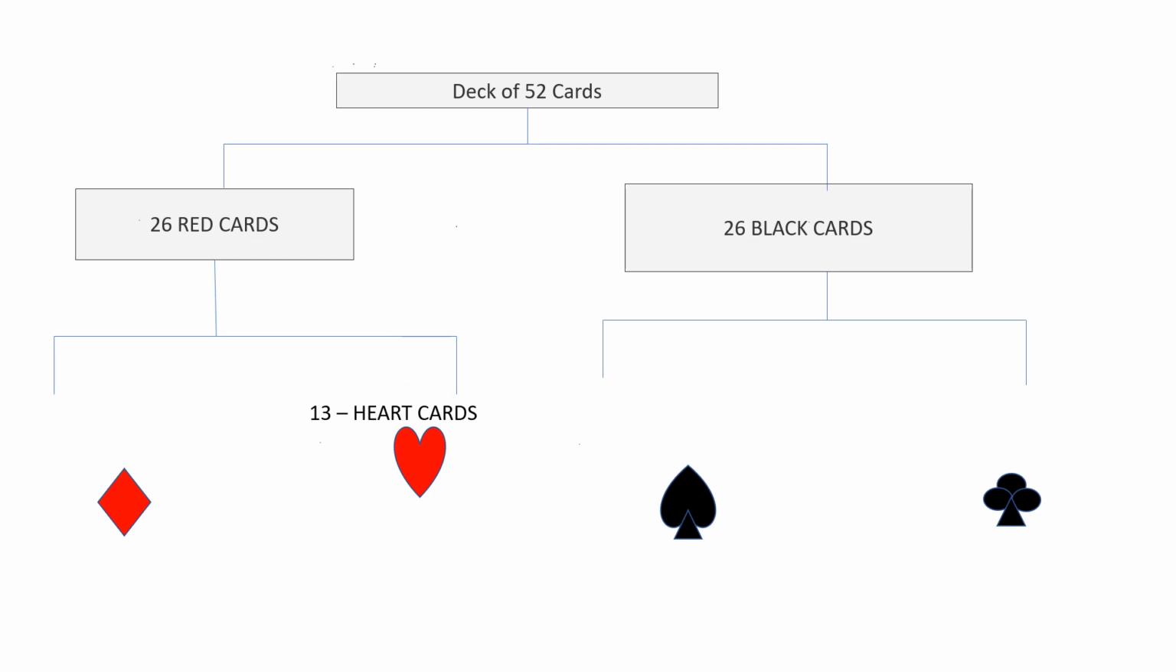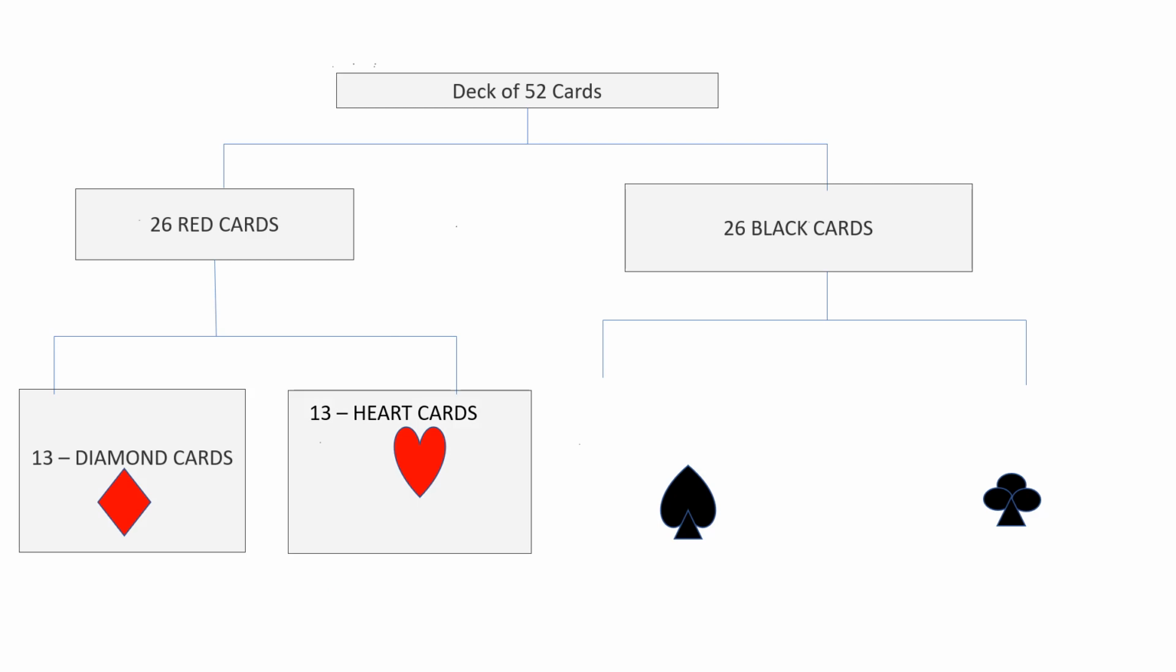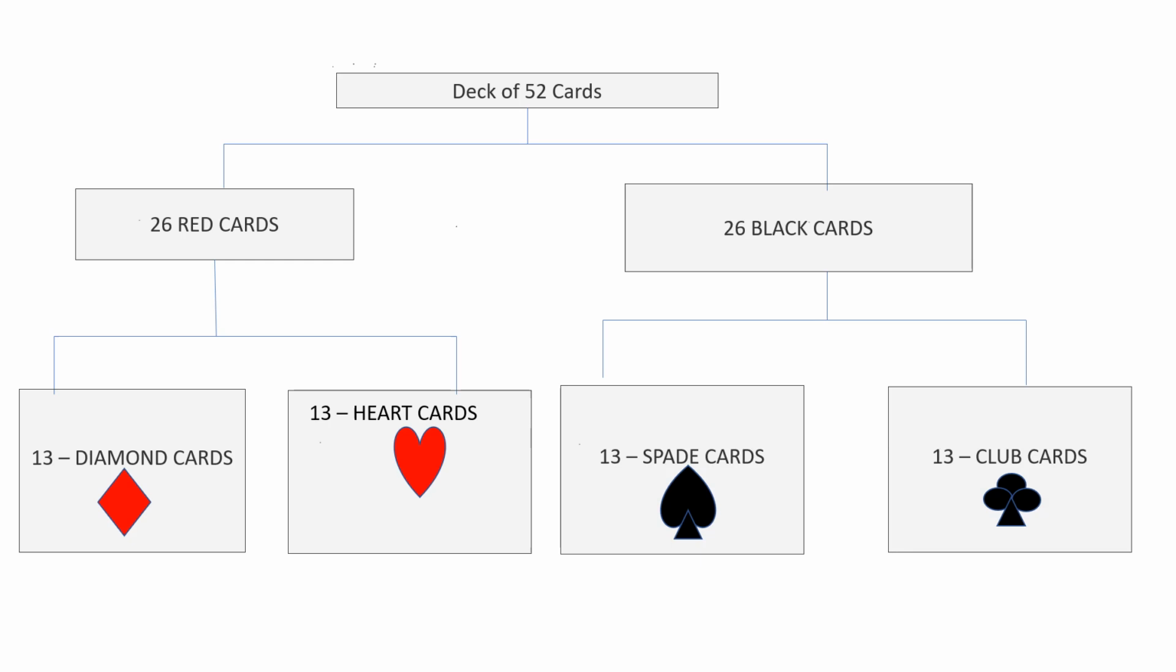Out of these 26 red cards, 13 diamond cards will be there and 13 heart cards will be there. Similarly, in the black cards, 13 spade cards will be there and 13 club cards will be there. These are the symbols: diamond, heart, spade, and club. Okay, my children, right.